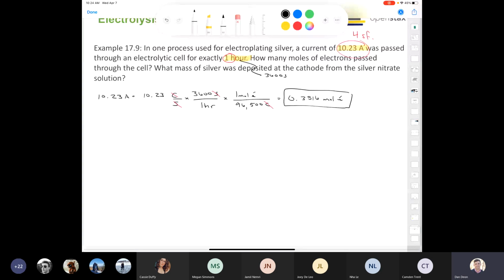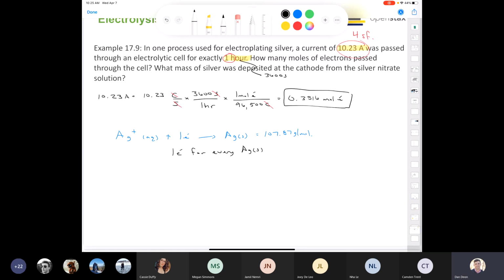Next, what's going on next? It says, what mass of silver was deposited at the cathode from silver nitrate? Well, remember, maybe I should have said this earlier, but I'm saying it now. What's happening here is that silver ions are being reduced by one electron at a time to produce solid silver, right? And the mass of silver is 107.87 grams per mole. We're going to need that in a little bit. So again, I'm only transferring one electron, moving one electron for every silver atom.